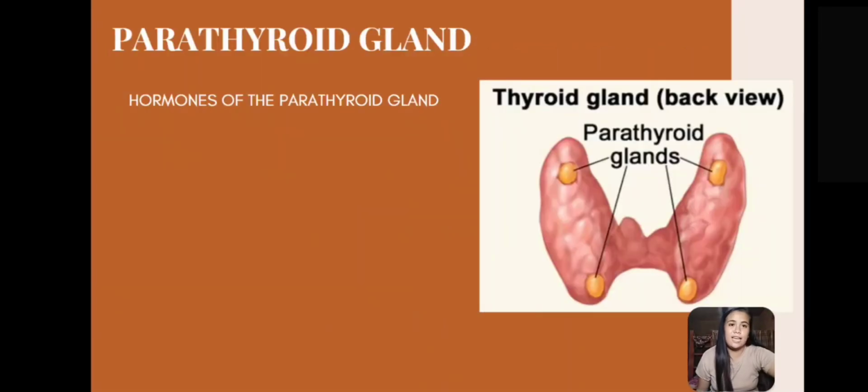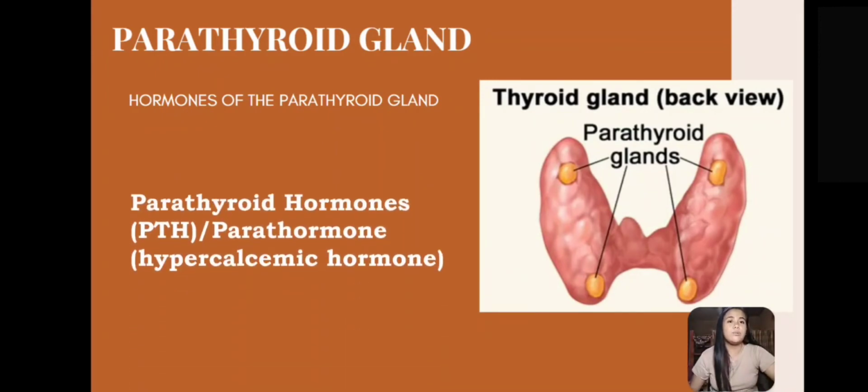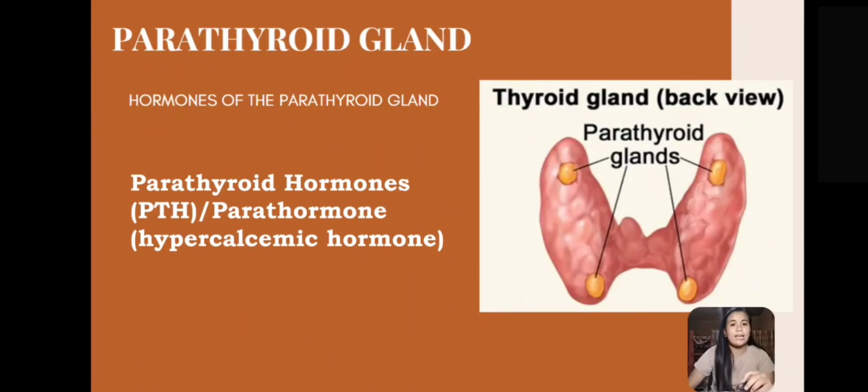Next is the parathyroid gland. So ang parathyroid gland kay nag-release gihapon ni siya og hormones. So what are these hormones? Ang tawag sa hormone nga gina-release sa parathyroid gland is the parathyroid hormone, or the PTH, or the parathormone. So kani pong parathormone, opposite ni siya sa calcitonin, which is kani ang PTH is hypercalcemic hormone ni siya.